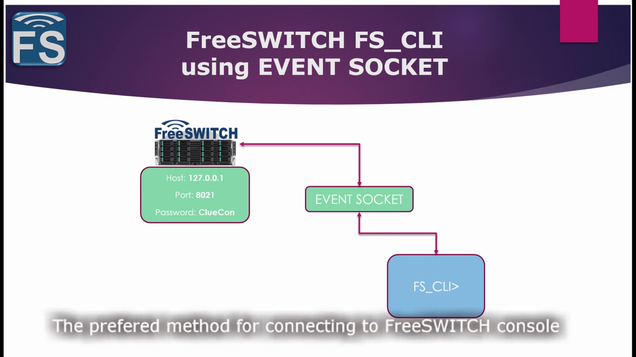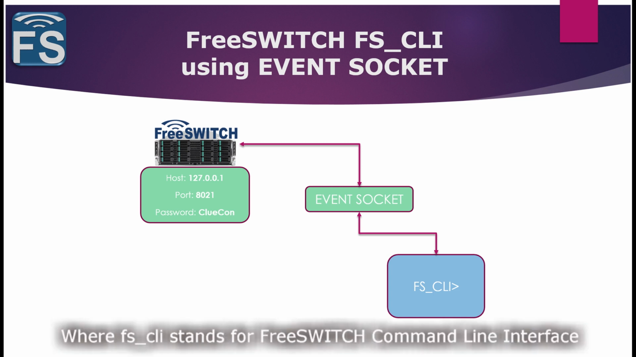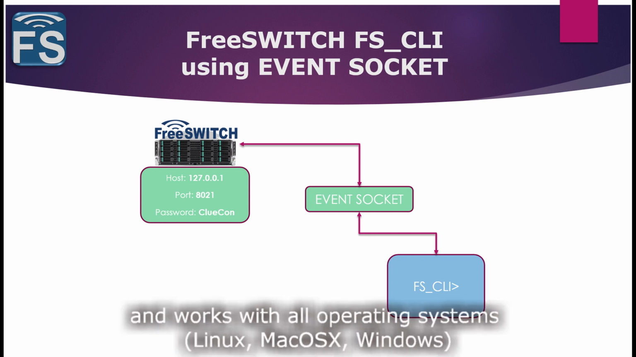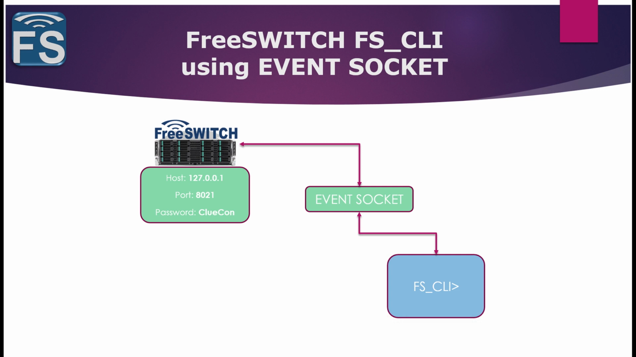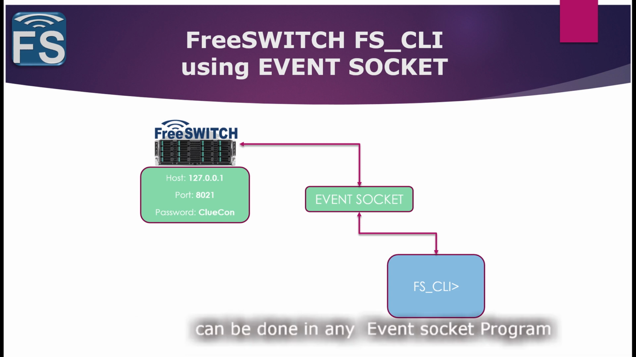And the preferred method of connecting to the FreeSWITCH console is by using the FSCLI program, where FSCLI stands for FreeSWITCH Command Line Interface. This program comes with FreeSWITCH as part of the default installation and works with almost any operating system, that is Linux, Mac OS, and Windows. FSCLI is an excellent example of an ESL program. Of course, that means that everything you can do at the FreeSWITCH console can be done in an event socket program.